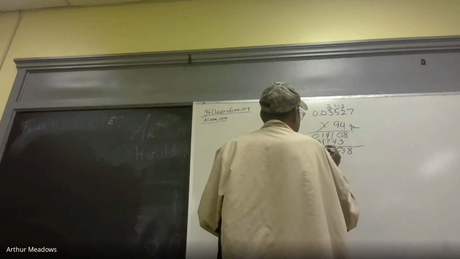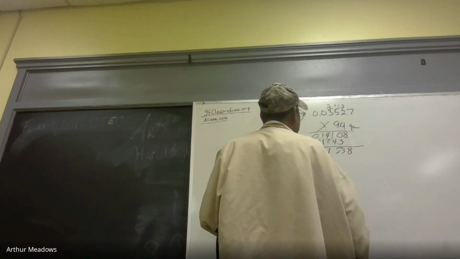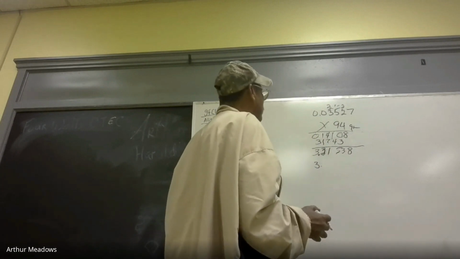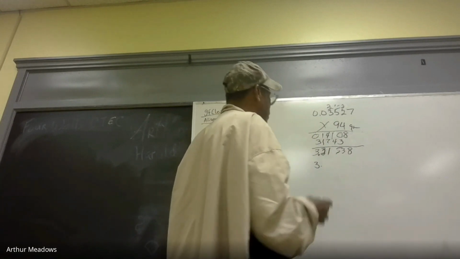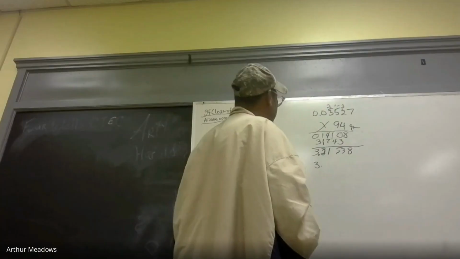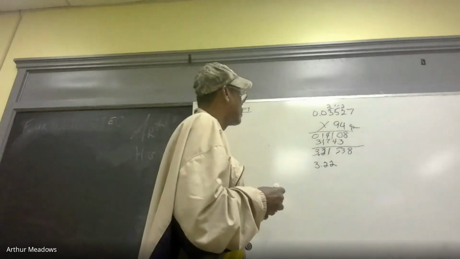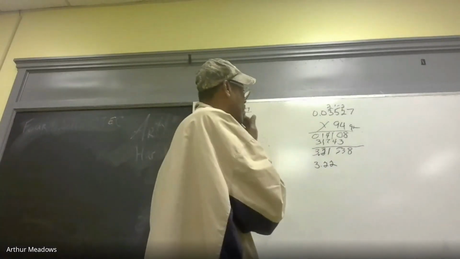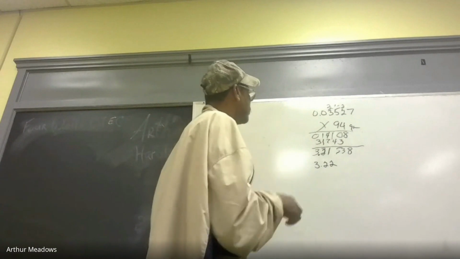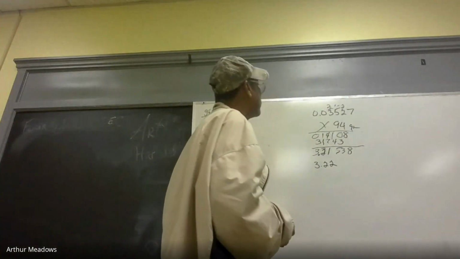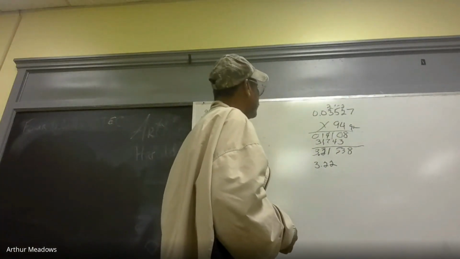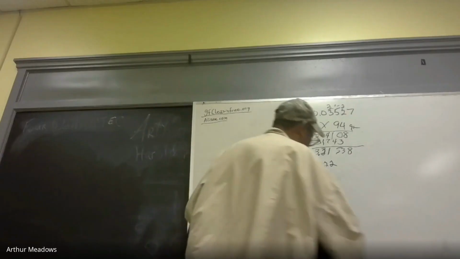11. That's 3. You got 3.31538, right? Yep. Okay, so that comes up to what? 3.32. 3.32.